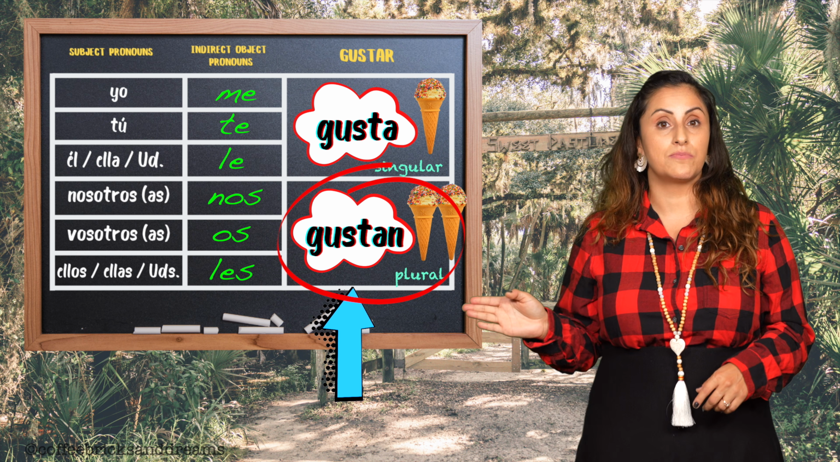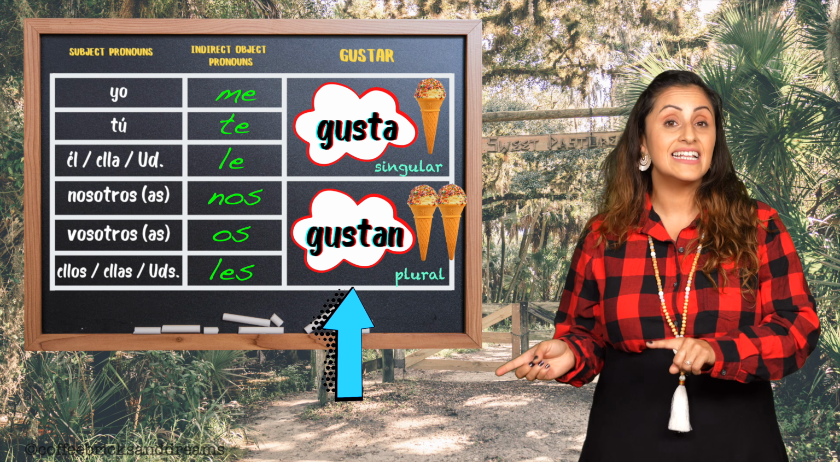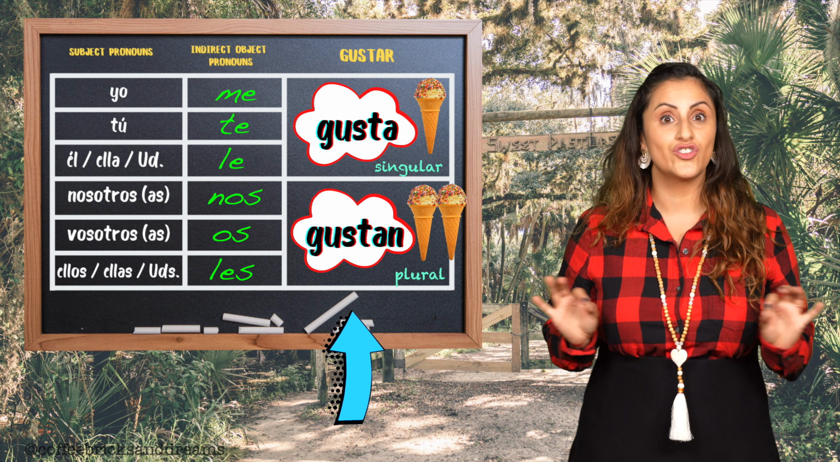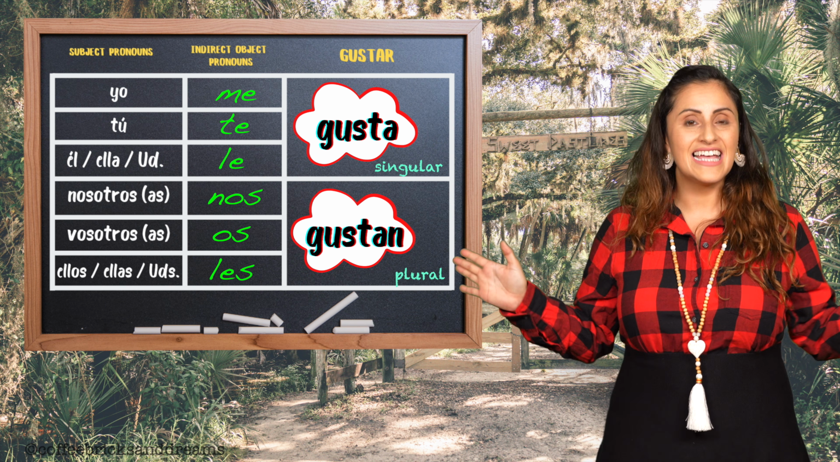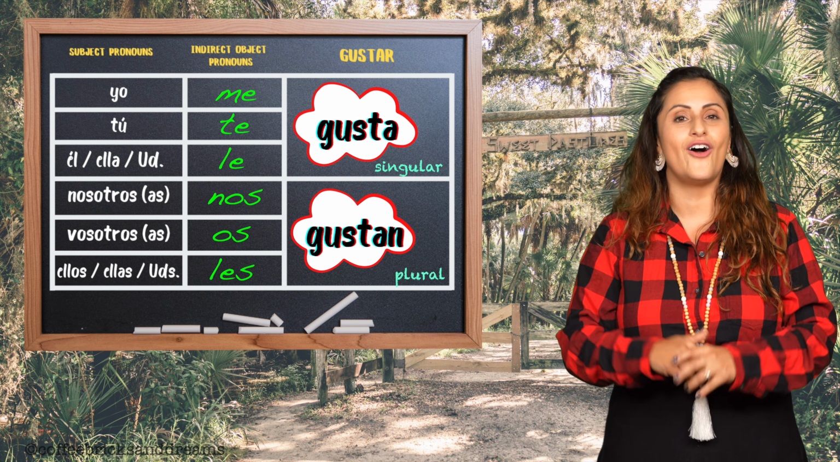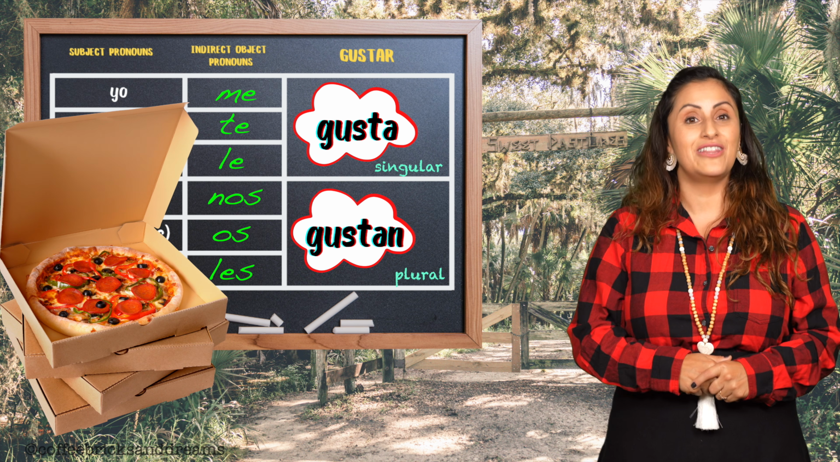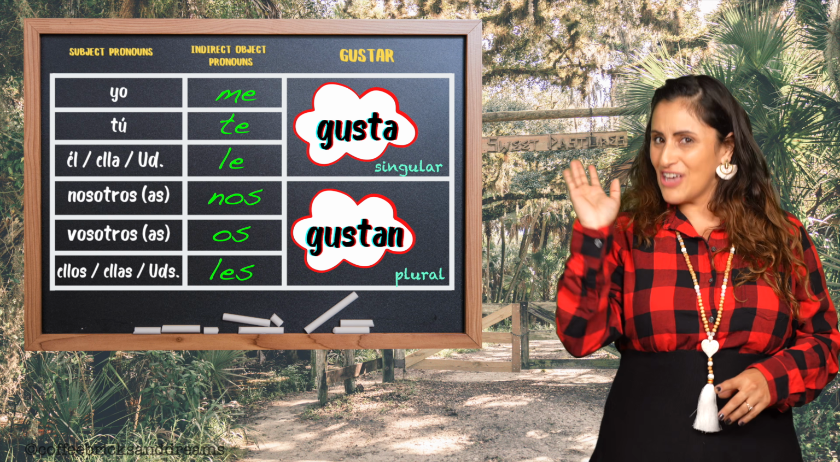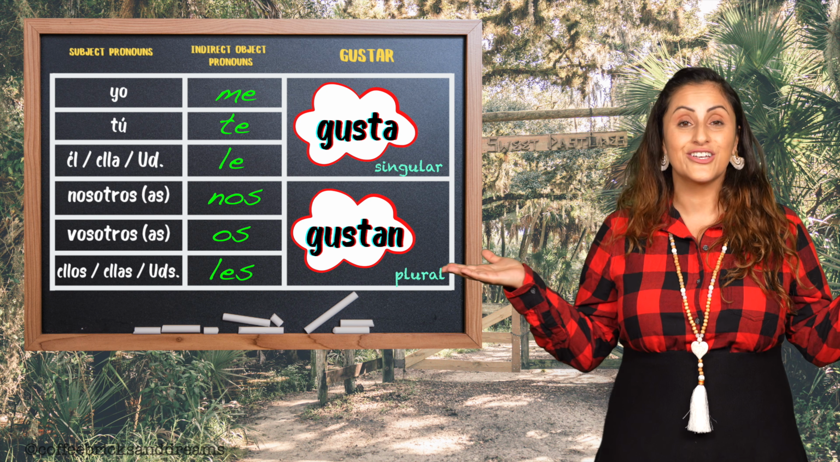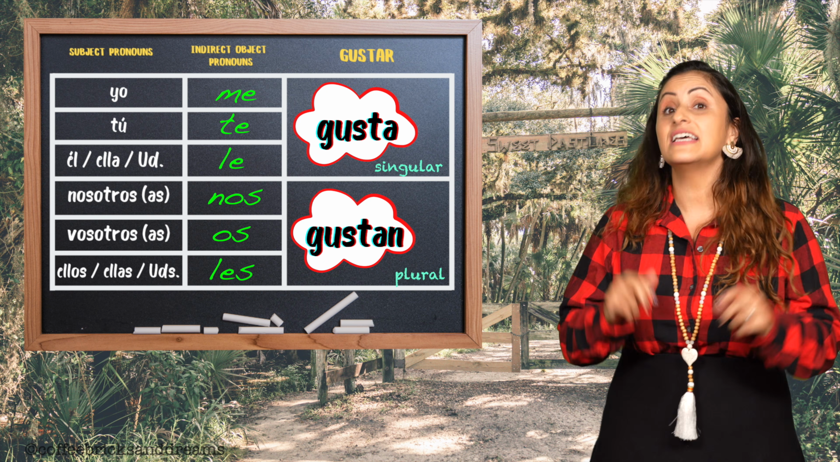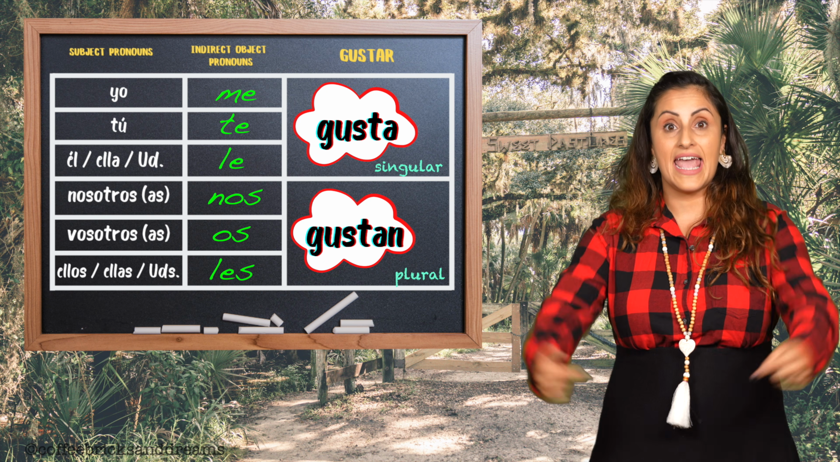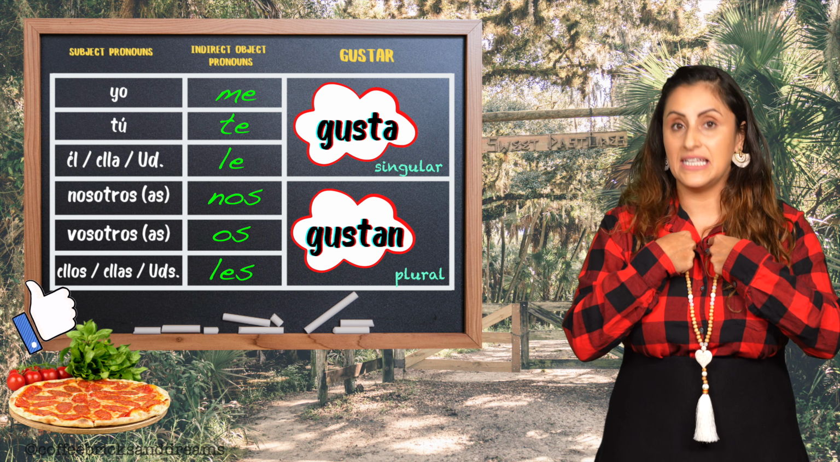Singular versus plural. Gusta and gustan. Remember, gustan is plural. So let's start with an example that involves pizza. Most people like pizza. And if you don't like it, don't worry. Stick around a little longer and I'll teach you how to say you don't like something. In this example, I want to say I like pizza.